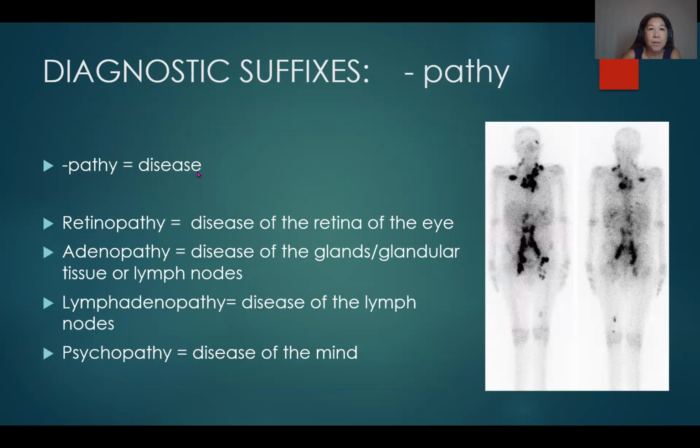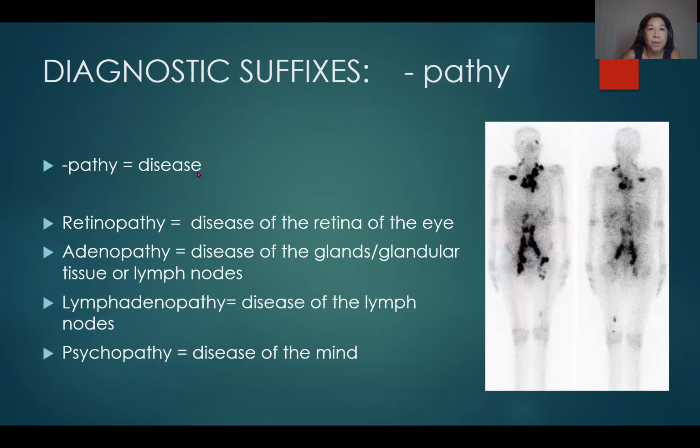Common terms that we often come across would be adenopathy, which is a disease of the glands or the glandular tissue or the lymph nodes, or more specifically, lymphadenopathy, which is a disease of the lymph nodes. So we do things like gallium scans and PET scans looking at, say, Hodgkin's lymphoma. And these patients may have evidence of lymphadenopathy, right? And you can see that there's a lot of uptake in the various lymph nodes. So this would be an example of lymphadenopathy.